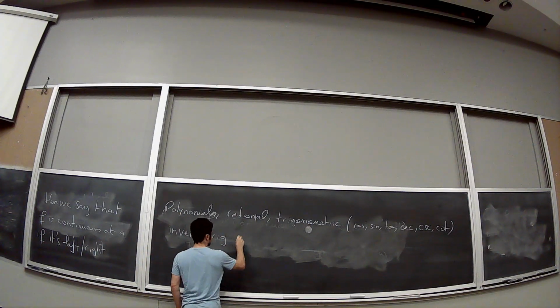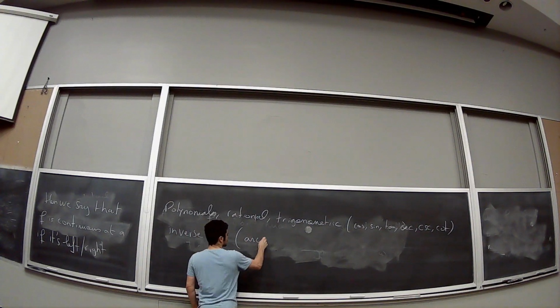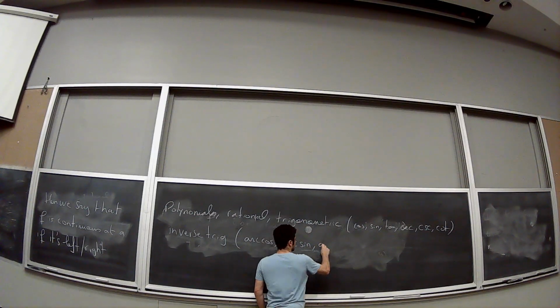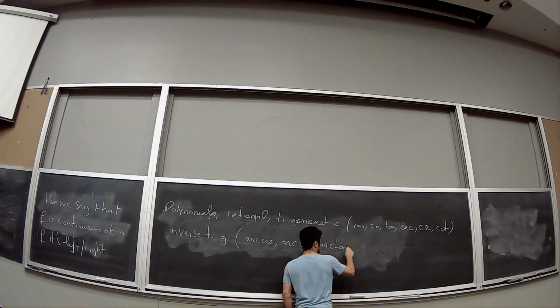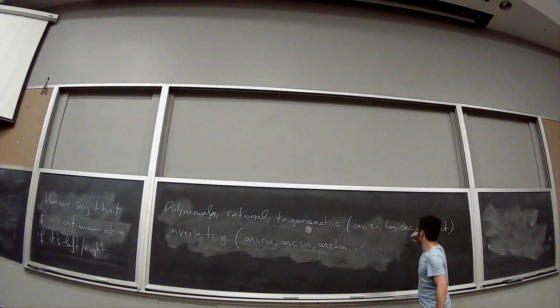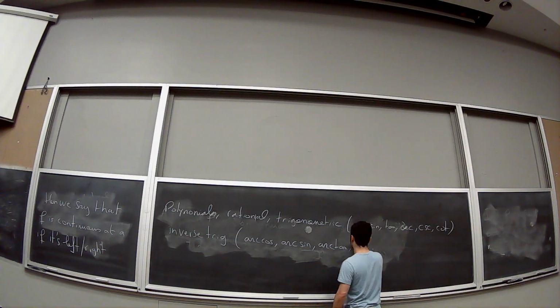Inverse trig. What is that? It's arc cos, arc sine, arc tan, and so on. Well, I will also talk about arc cosecant, arc cotangent.